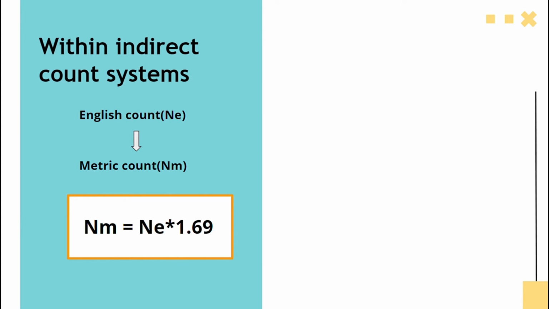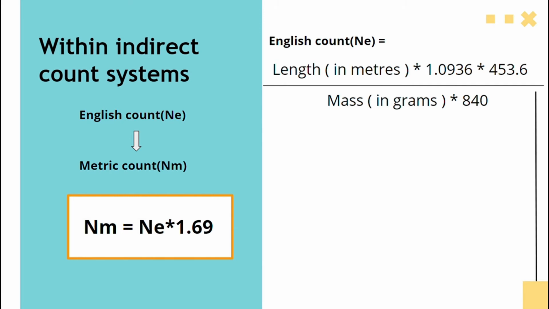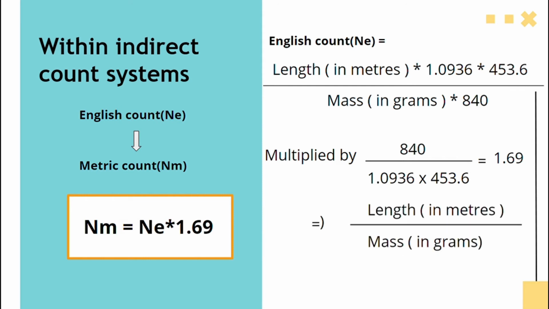We know that English count is length in meters into 1.0936 into 453.6 upon mass in grams into 840. We already know that metric count is length in meters upon mass in grams. To arrive at this, we have to cancel these constants, so the formula is multiplied by 840 upon 1.0936 into 453.6. This gives the value of 1.69. So, this multiplied with English count will give metric count.